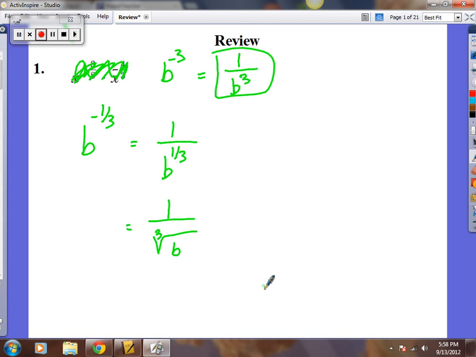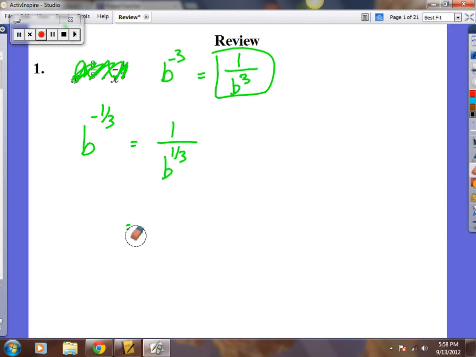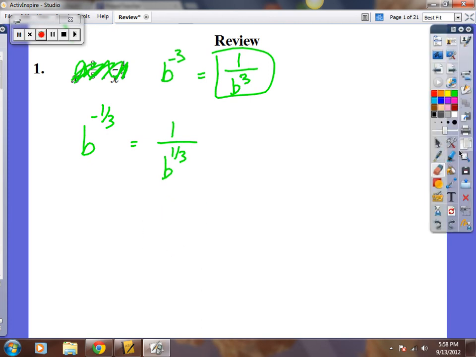You look at that and you don't have enough b's to pull some out, so you're kind of done. But hopefully you remember there's a rule that says you cannot have a radical in the denominator. So this is illegal. It's unacceptable to hand in. We're actually going to go back to this fraction form of the exponent, and look right here: 1 over b to the 1/3. So b to the 1/3 must be illegal.